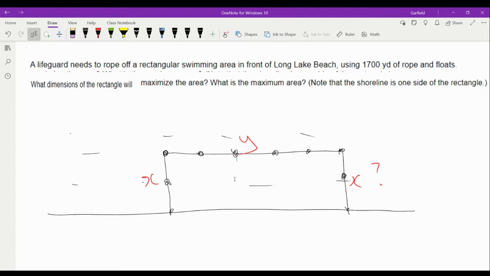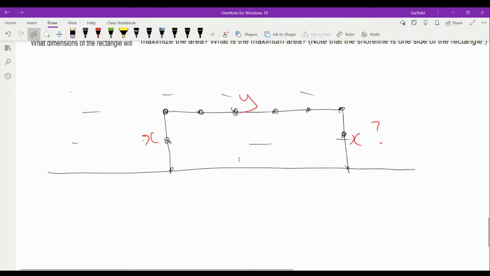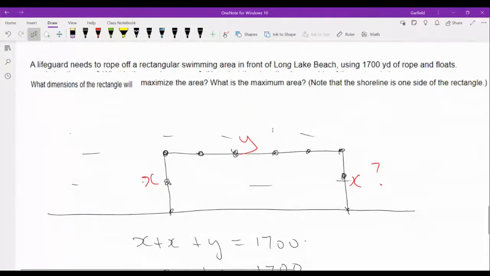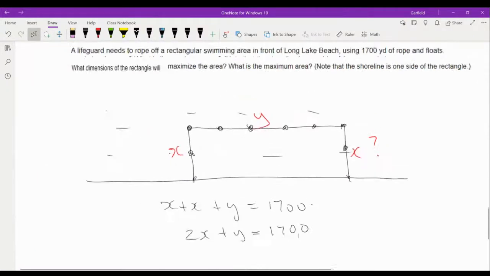Faith, how do you get x squared? I'm more inclined with Cameron's answer because we're going to add all the sides, right? If you add the x plus the x plus the y, we're going to get 1,700. So we have 2x plus y is equal to 1,700. Now, is that our constraint or is that our objective function?